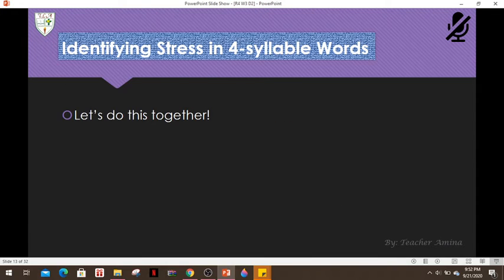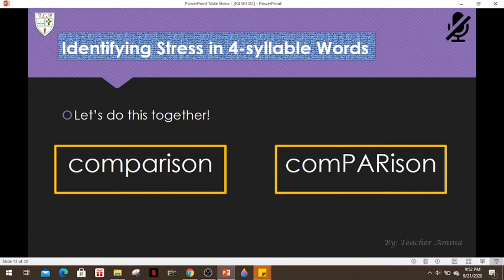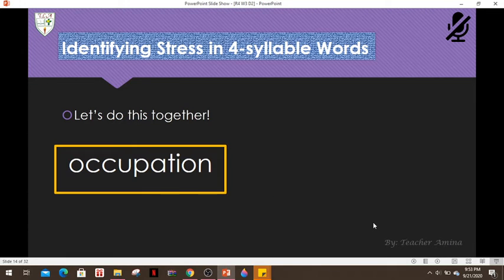So let's do this together. The word is comparison. Is the stress correct in this word? The stress is on the third syllable, which is par. Is it yes or no? The answer is yes, this is the correct stress. The stress is on the third syllable, par. So it's comparison. Okay, next.